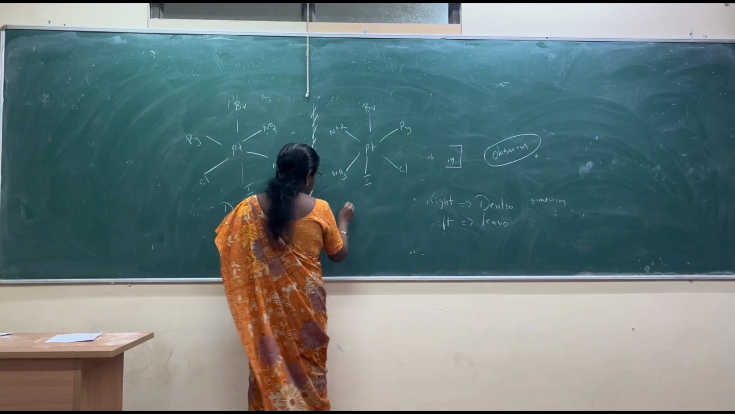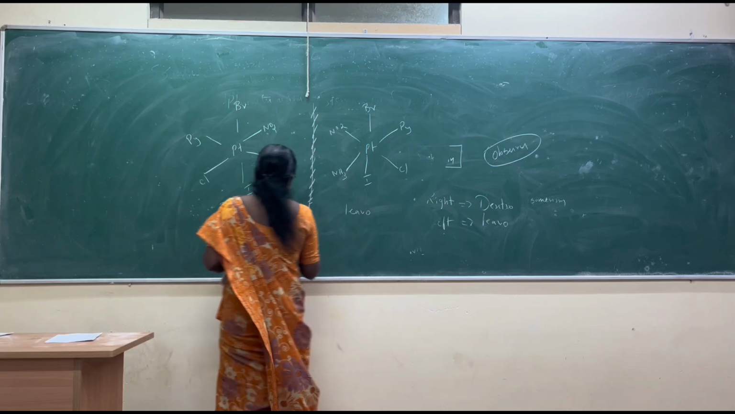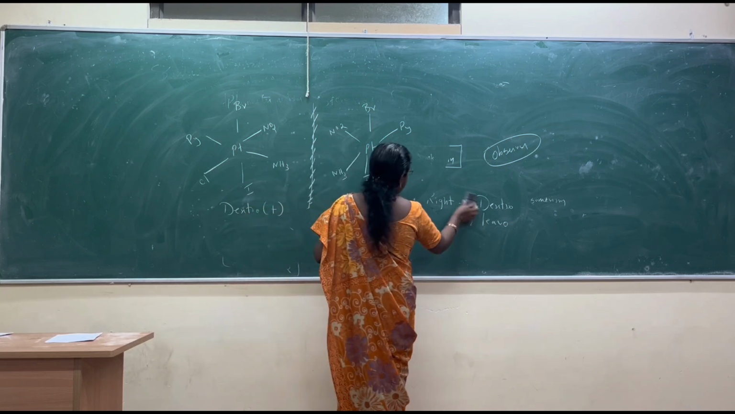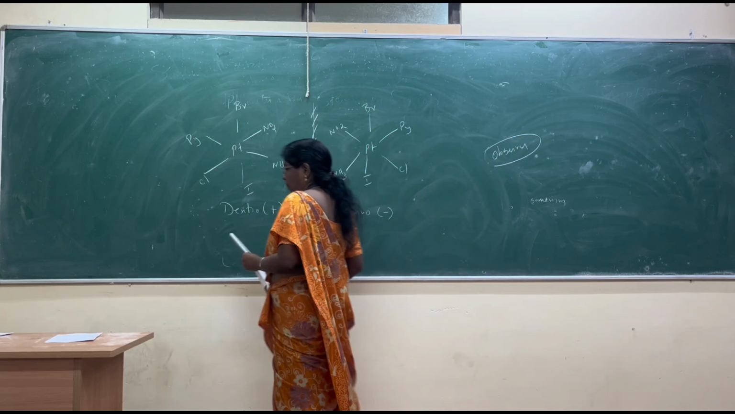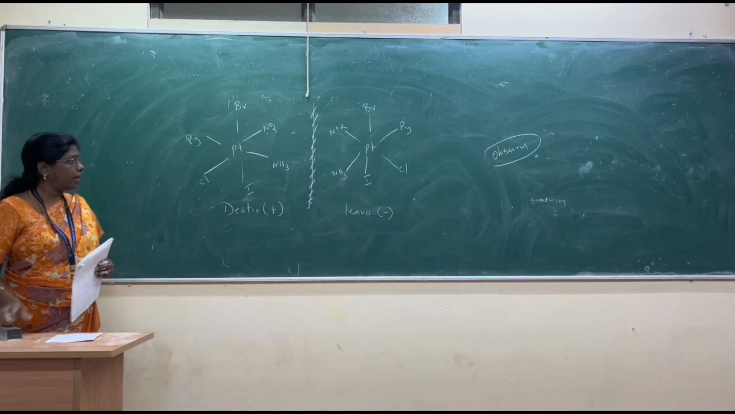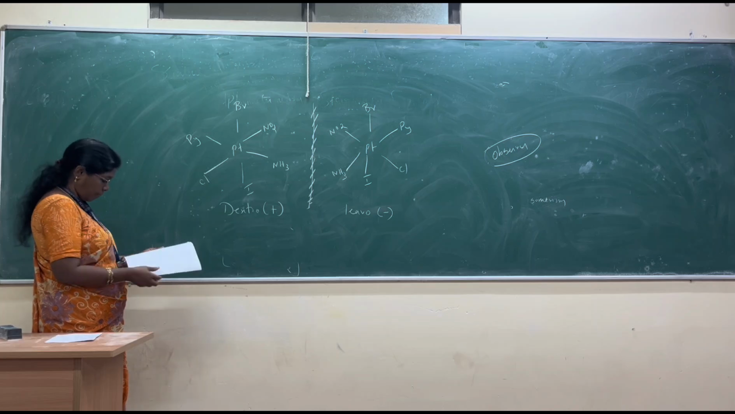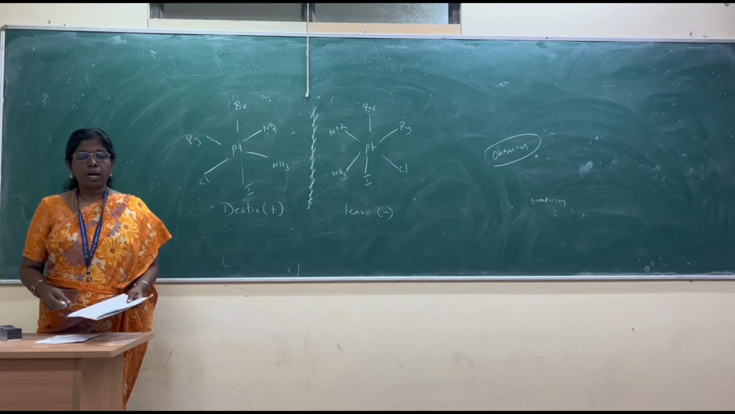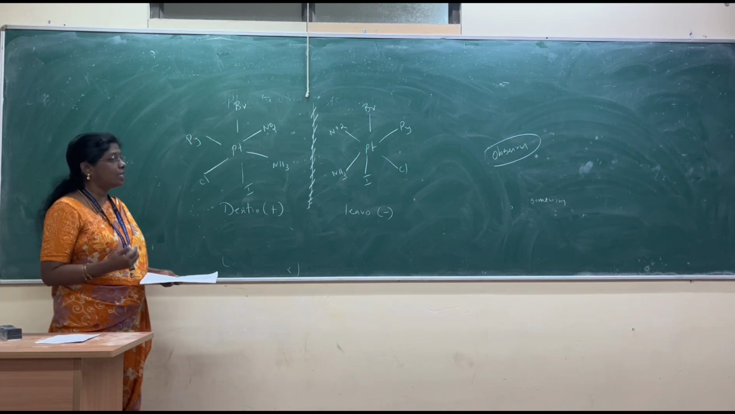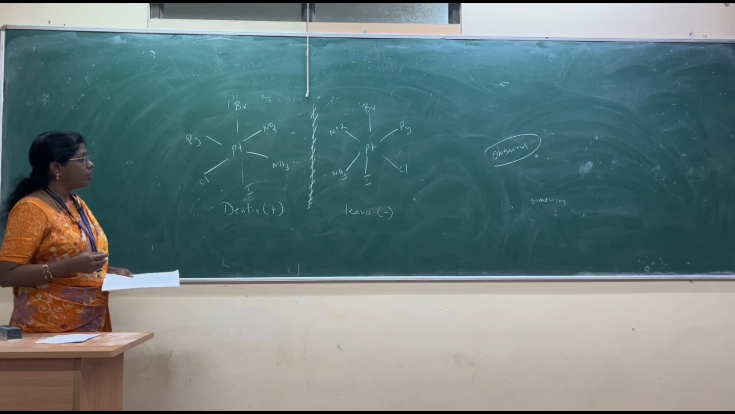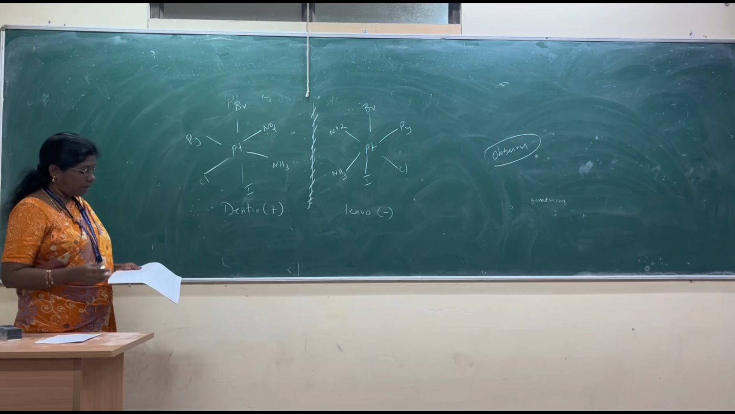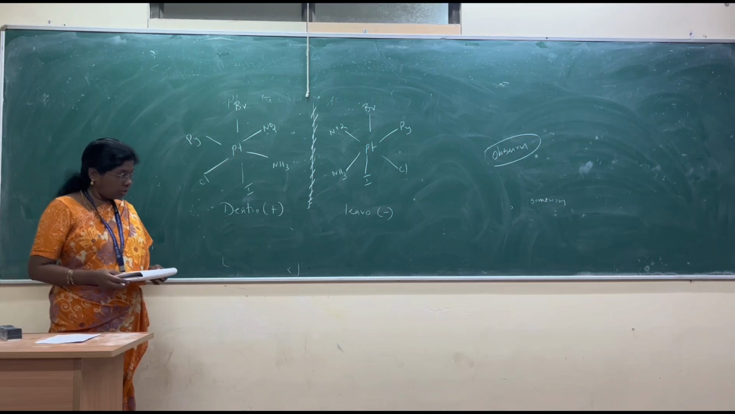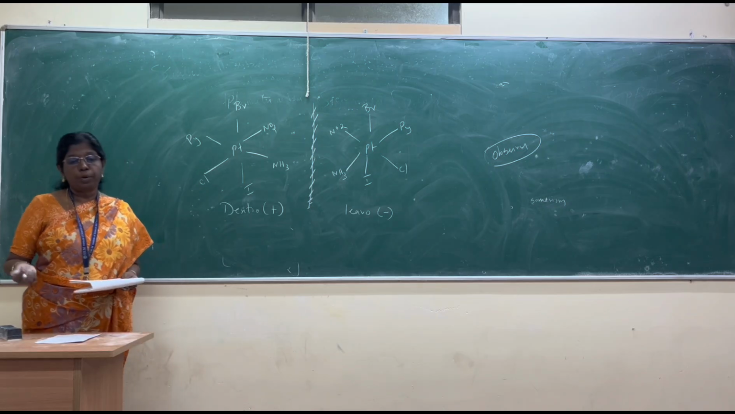This is called levo-rotatory. Dextro-rotatory is a plus sign and levo-rotatory is a minus sign. This is an example of optical isomers or optically active compounds. The same molecular formula and same structural formula but different behavior towards light is called optical isomerism. That is optical activity, and the isomers are non-superimposable on each other.